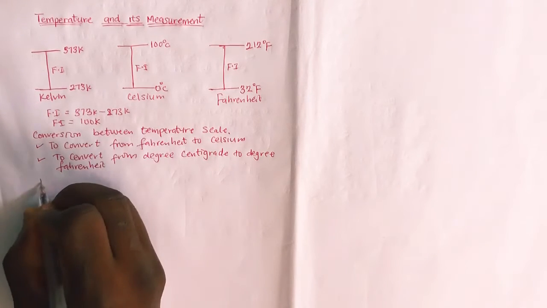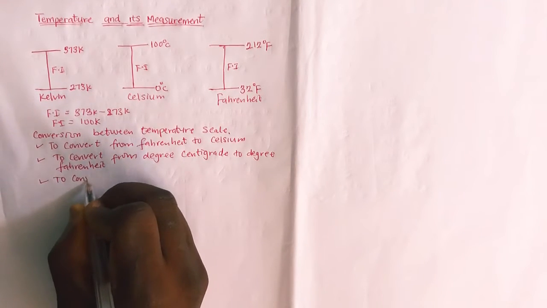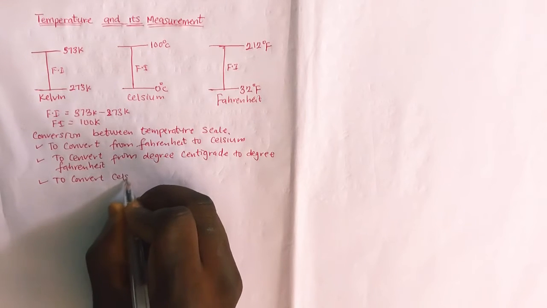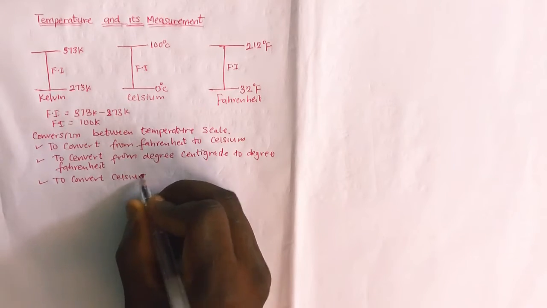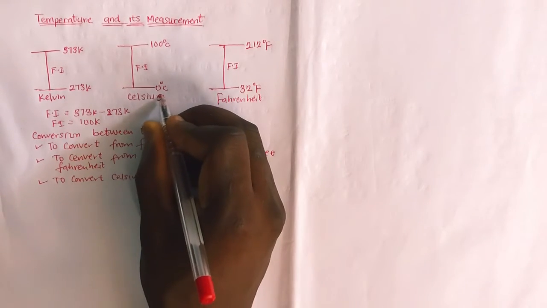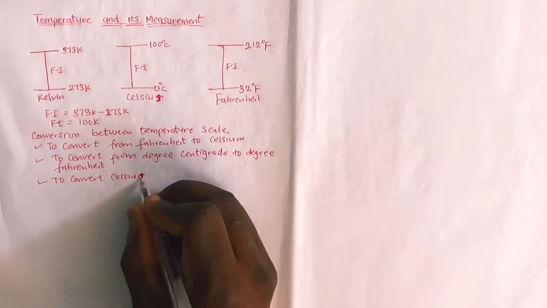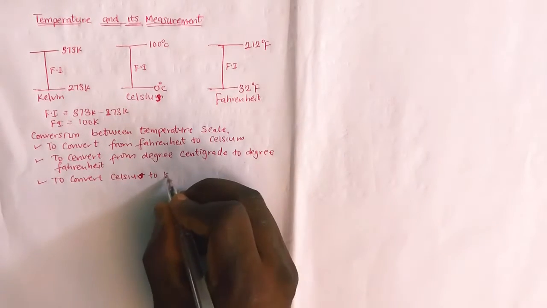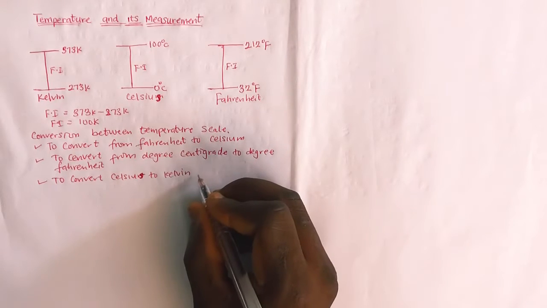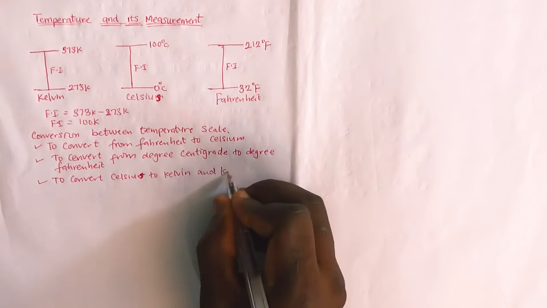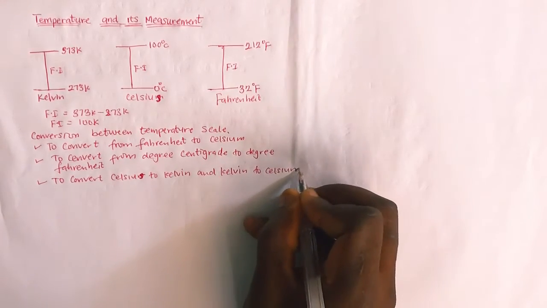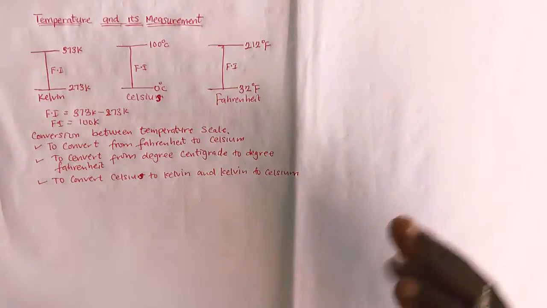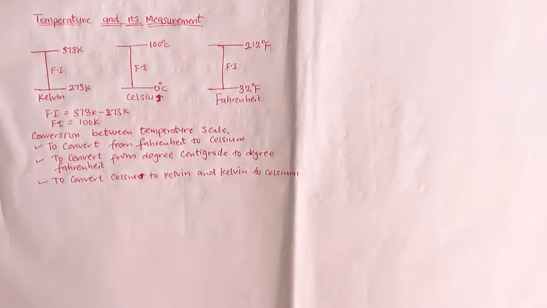And the last one that we have to convert is Celsius to Kelvin, and also Kelvin to Celsius. That's just it. And in this case, you have different types of formula that we use to convert from one temperature scale to the other.